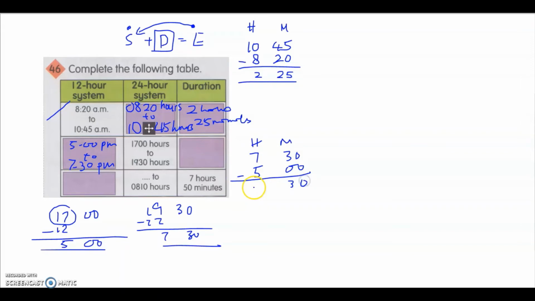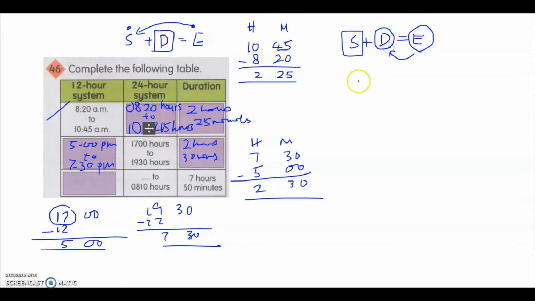Then you get 30 minutes, 2 hours. So you get 2 hours 30 minutes, right? Okay, the last one, we are given the duration 7 hours 50 minutes. So now we have to find the starting time. If starting time plus duration equals ending time, so now we have to find the starting time, we take the ending time minus the duration.